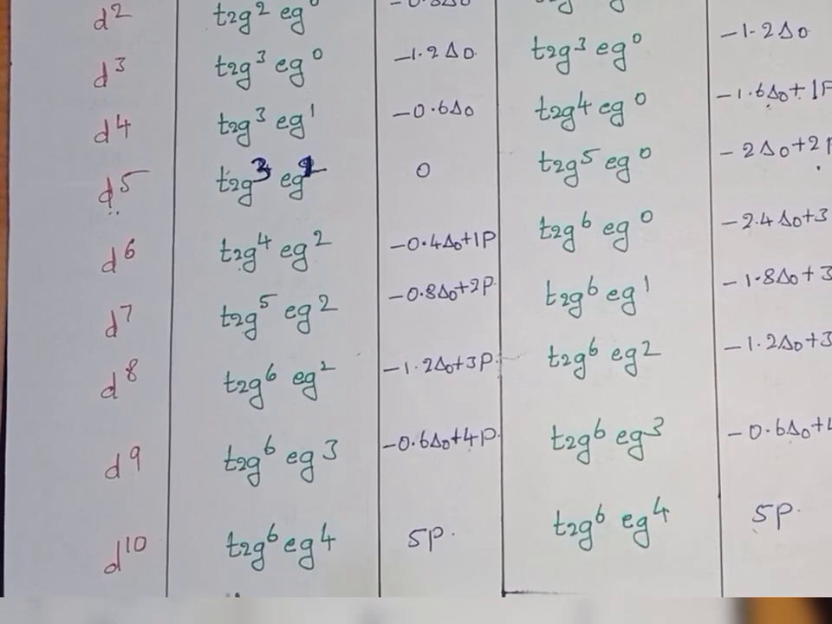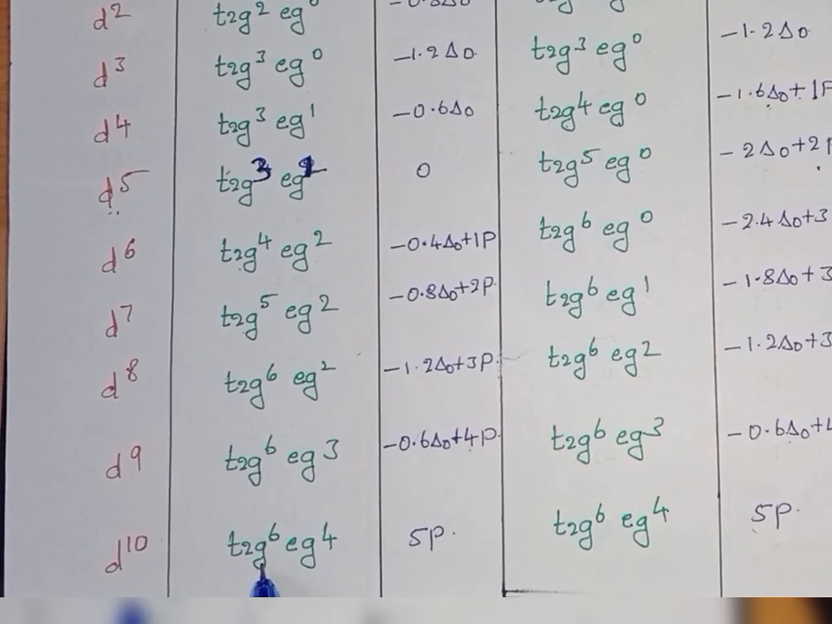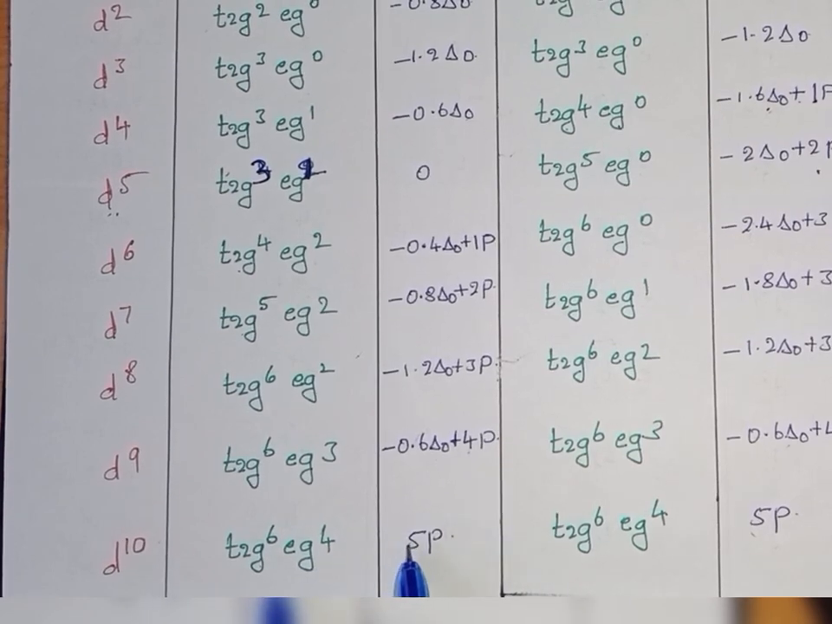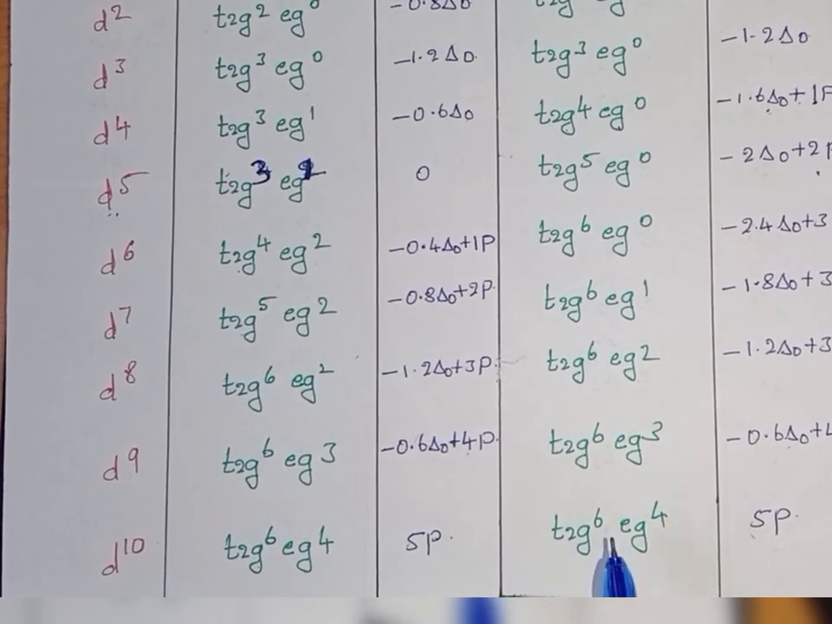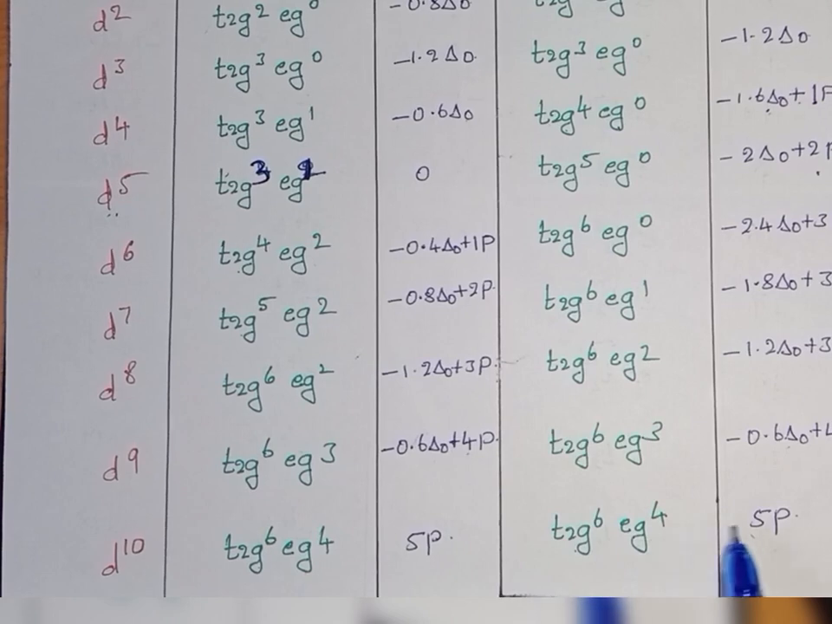For the d10 system, the configuration for weak field is t2g6 eg4, with CFSE 0 Δo plus 5 pairs. For strong field also, the configuration is t2g6 eg4. The CFSE is 5 pairs only.